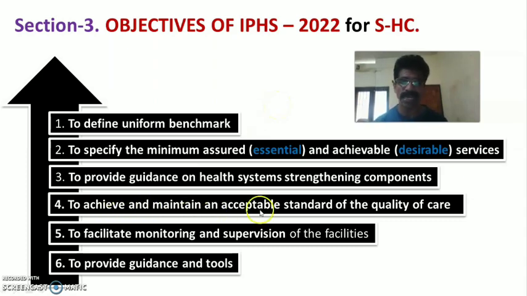Then to achieve and maintain the acceptable standard or quality of the services at the sub-center. Then the fifth one is to facilitate continuous monitoring and supervision of all the services and facilities available in the sub-center under IPHS 2022 guidelines. The last one is to provide the guidance and act as a tool for evaluation of the success and effectiveness of the sub-health center under quality assurance. So these are the 6 important objectives of IPHS 2022 for the sub-health center or sub-center.